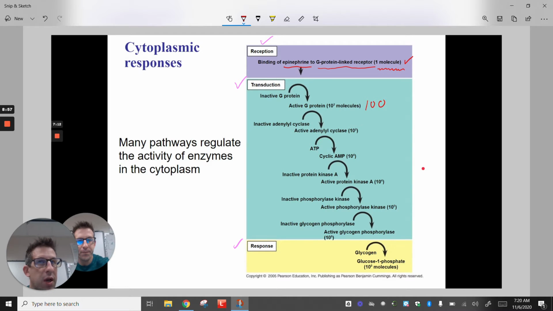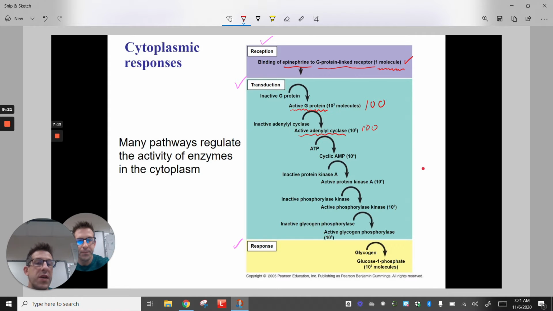Okay, so right now we can start to see the importance of the signal transduction pathway and how it has developed over time. Next, we have 100 molecules of active G protein are going to activate 100 molecules of adenylyl cyclase. And that's what it's telling us here, 10 to the 2.